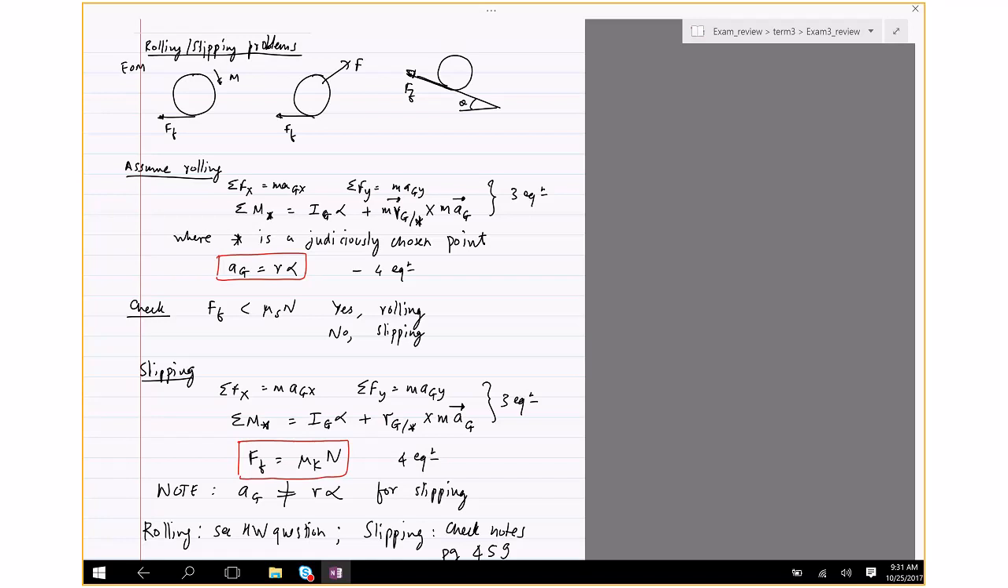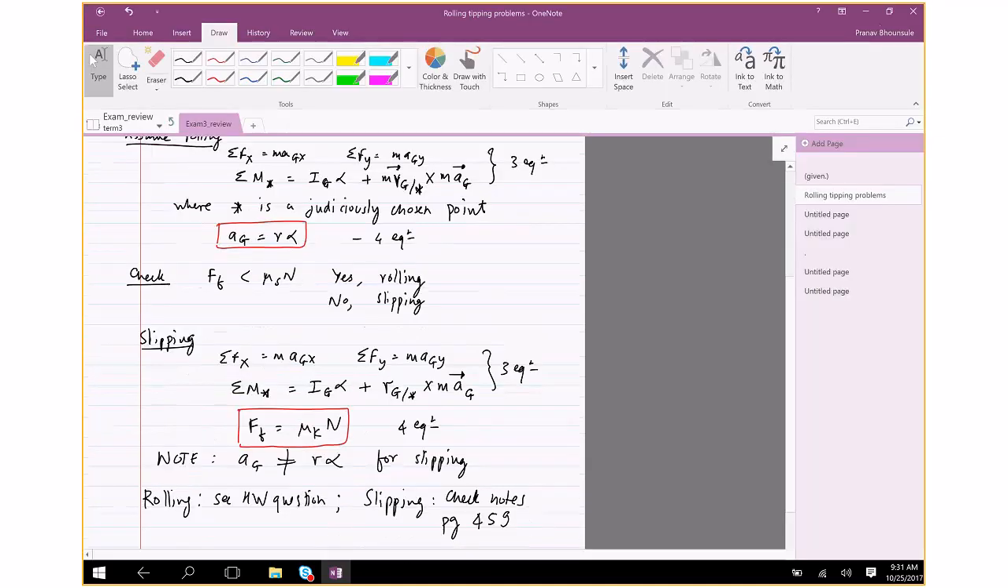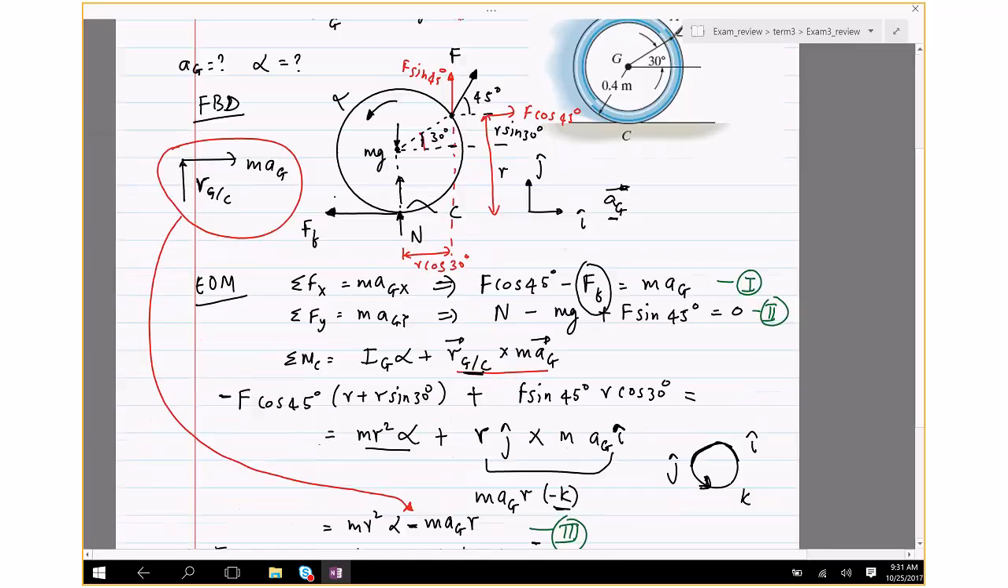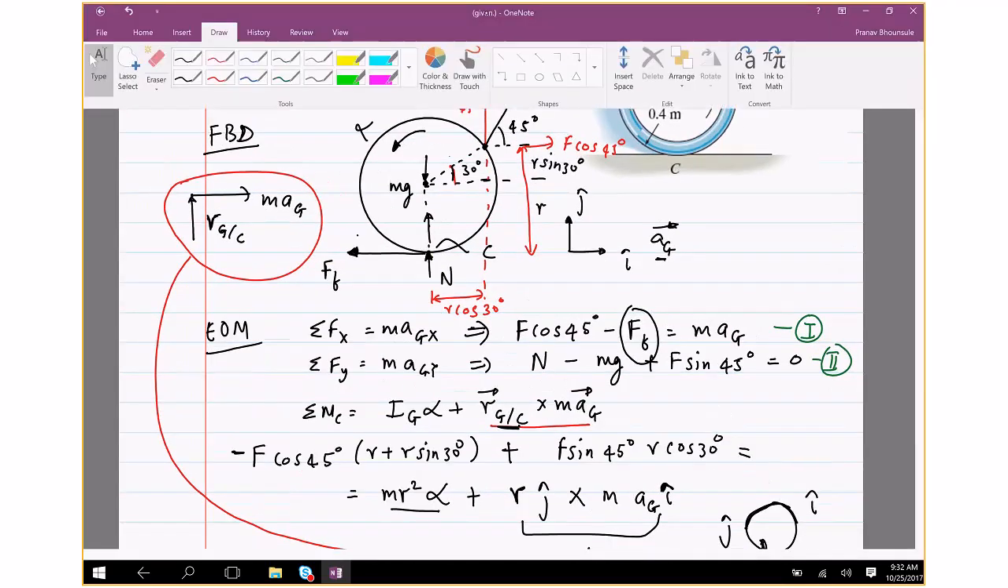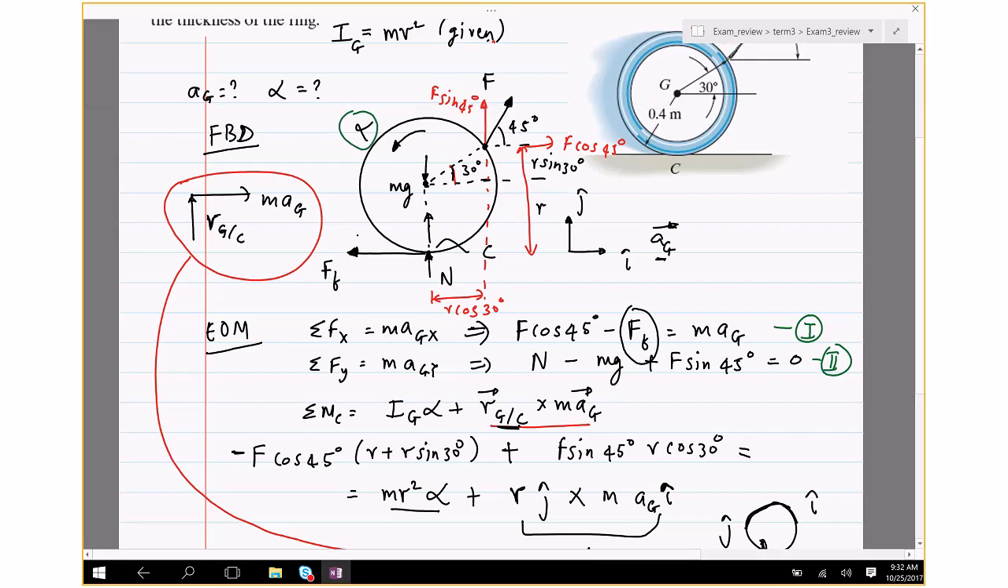Can you go over how you got that alpha R was negative? Yeah, sure. So I assumed alpha to be counterclockwise. I assumed a_G to be to the right. Now, for it to be consistent, if you look at the cylinder turning with alpha counterclockwise this way, then a_G would have been in this direction. But my assumed direction for a_G was this way. So to make it consistent, I need to put a negative sign.